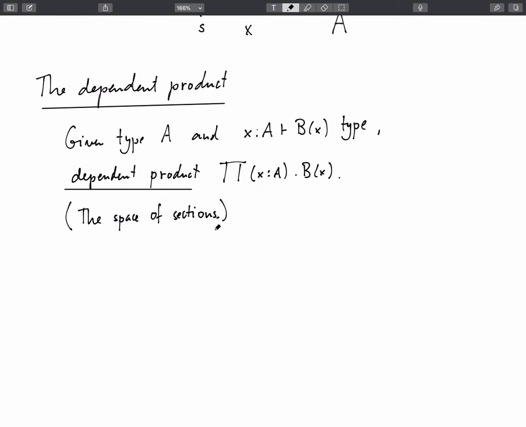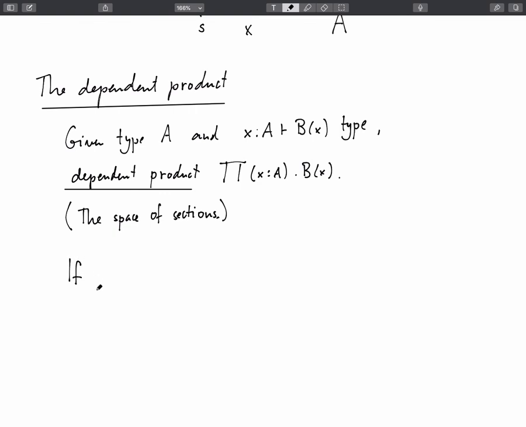Without a doubt, sections are an important thing. So here, what are the elements? Now we want to say that the elements are functions. But now we need to do something. So we do it like this.